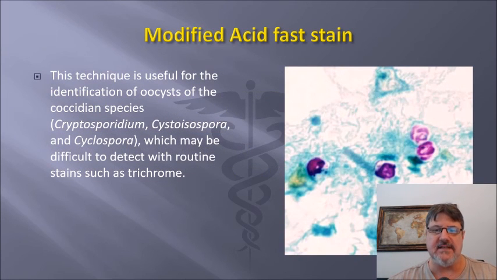The modified acid-fast stain, which a lot of you know from bacteriology for identifying acid-fast bacilli like tuberculosis, is also used for some parasite techniques. It's really useful for identifying the oocysts of some of the coccidian species, for example Cryptosporidium, Cyclospora, Cystoisospora, which may be hard to see in a routine trichrome stain, and because of their size, may be a little more difficult for inexperienced techs on, say, a wet mount or a sedimentation concentrate.